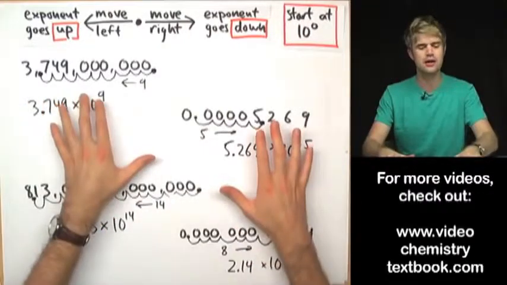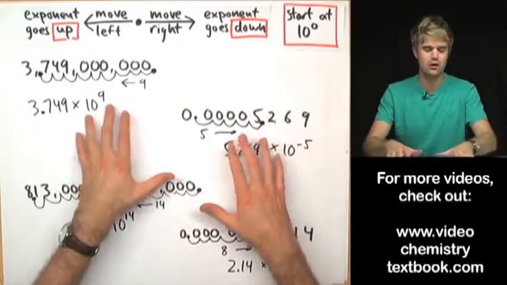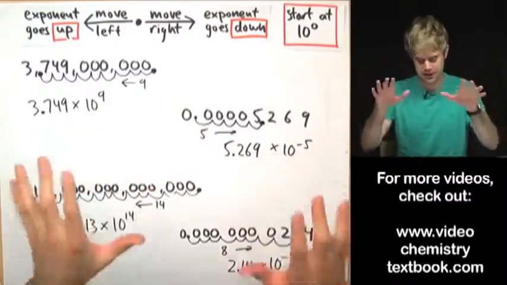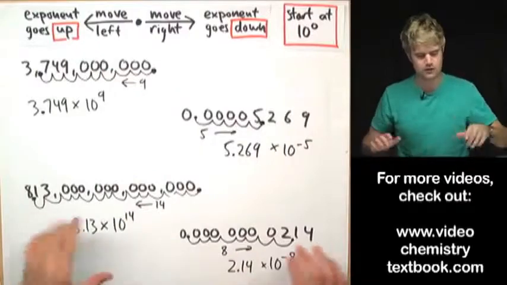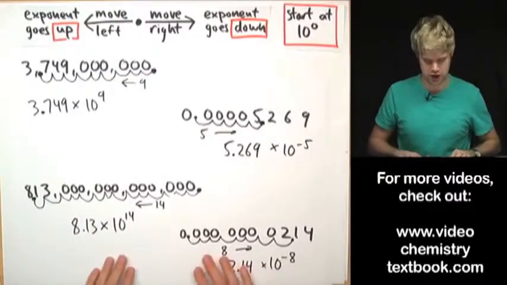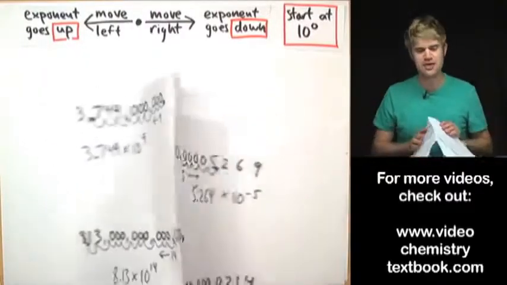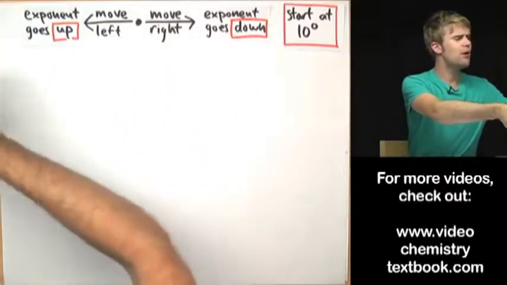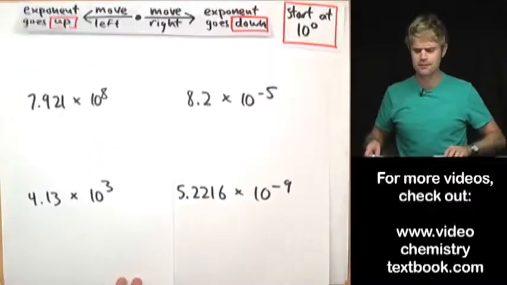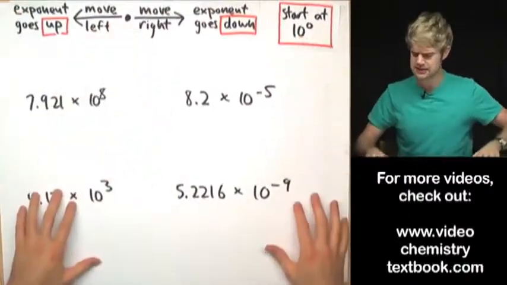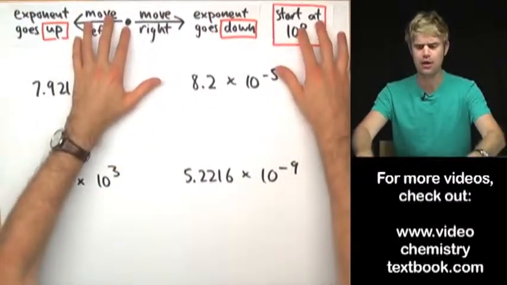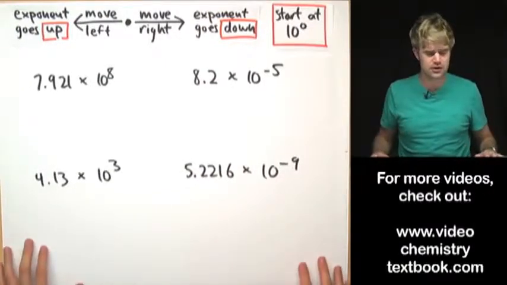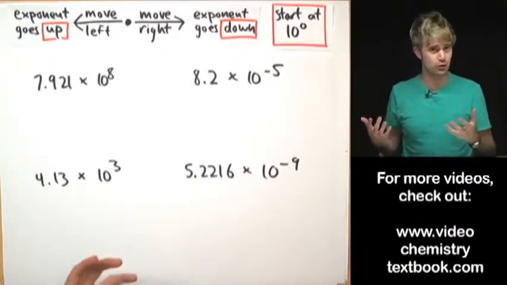So that's how you take a number that's written kind of regularly, we call it decimal notation, and transfer it into scientific notation. I'm going to do a couple more practice problems at the end of this video if you want a little more practice on this. But now I want to move on to numbers that are written in scientific notation, and I want to undo it and turn them back into regular numbers, numbers that are written in decimal notation.